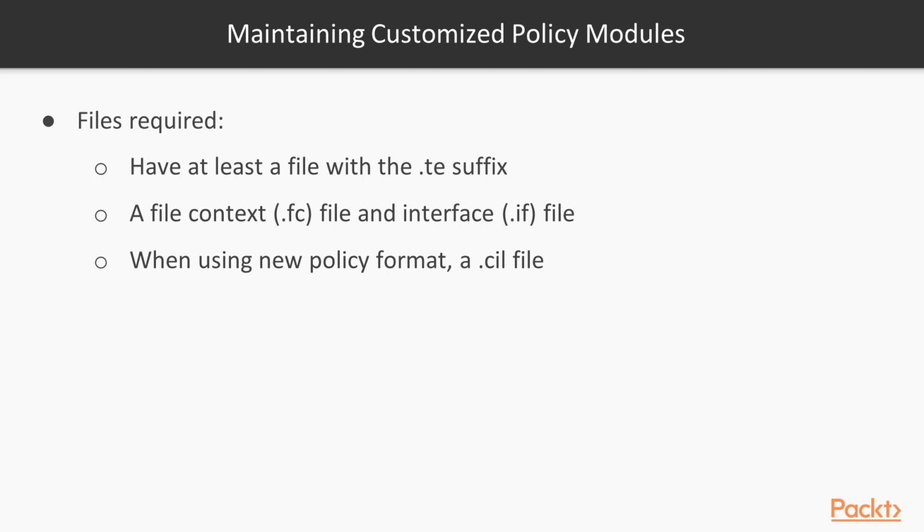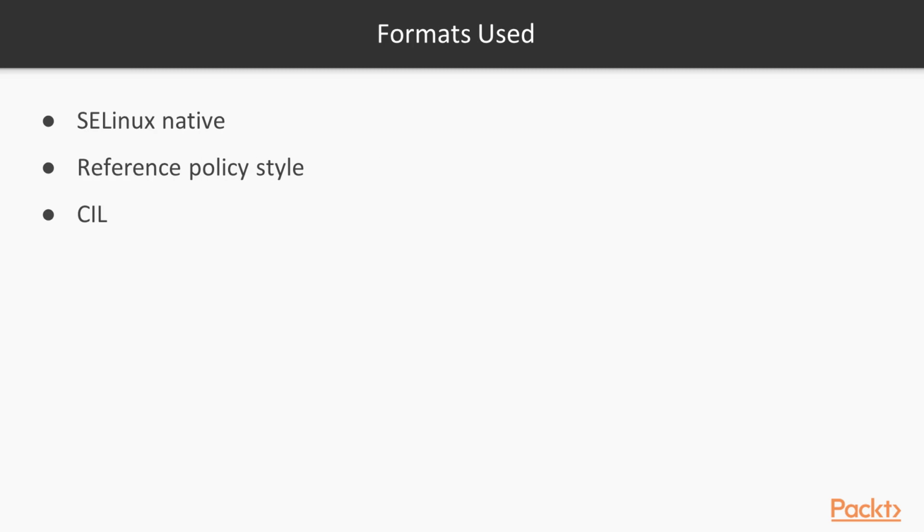To accomplish this, we need to have at least a file with a .te suffix, which stands for type enforcement, and optionally a file called context file, or .fc, an interface file, that is .if, or, when using the new policy format, a .cil file. All these files need to have the same base name, which will be used as a module name later. There are several formats in which SELinux policy modules can be written, which are listed here.